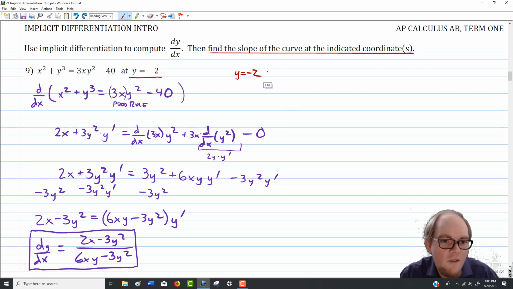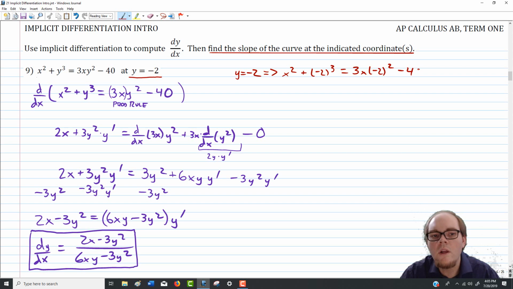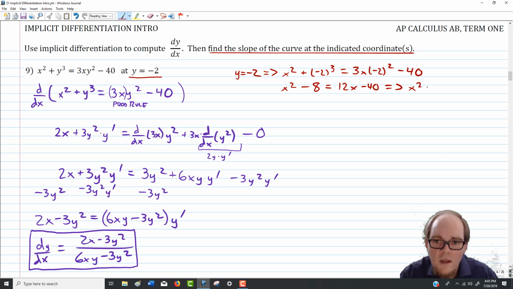Because here's the thing. If y equals negative 2, then look at our equation. Everywhere where there's a y can be replaced by negative 2. That's going to make our equation x squared plus negative 2 cubed equals 3x times negative 2 squared minus 40. That means x squared minus 8 is equal to 12x minus 40. And moving some pieces over really quickly, not to trivialize it, but it goes really fast, x squared minus 12x plus 32 is equal to 0.